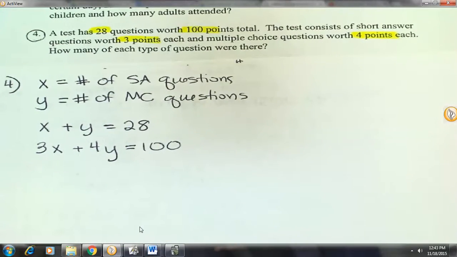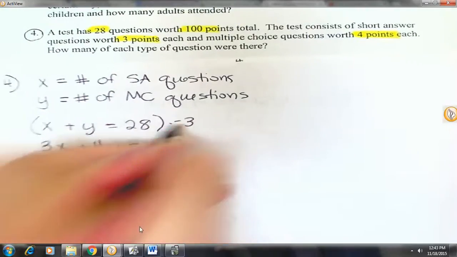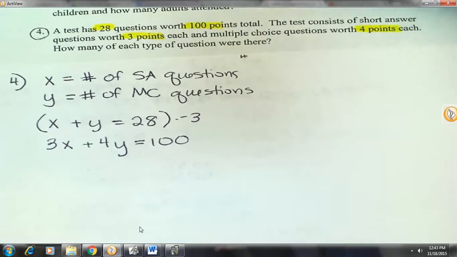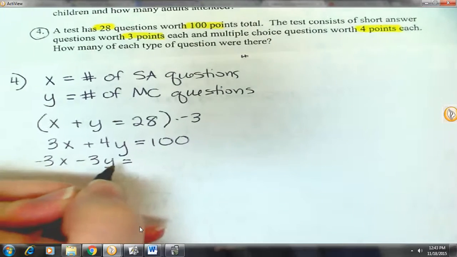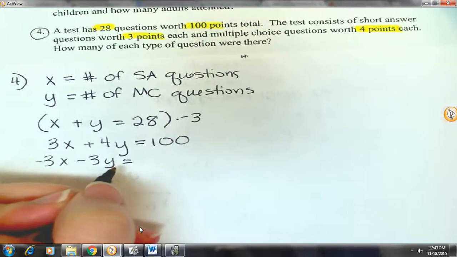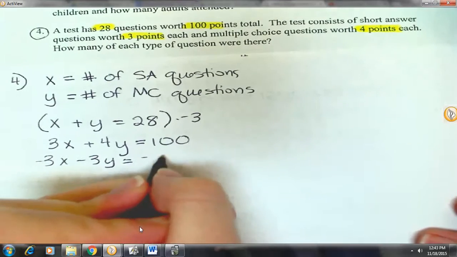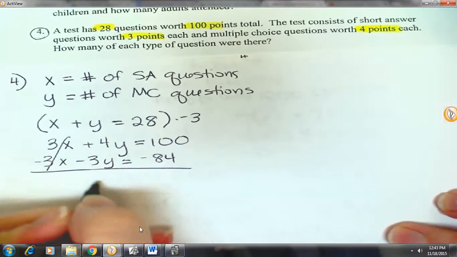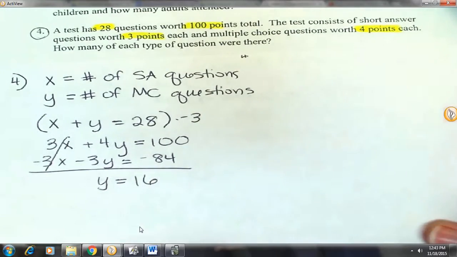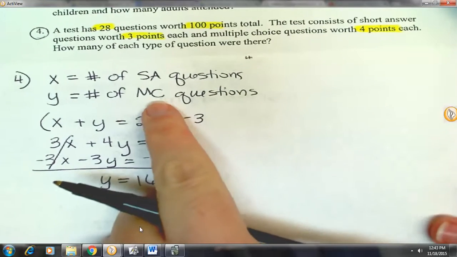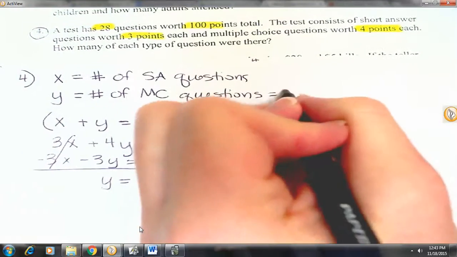You could use whichever method you want to solve this. I'm going to use elimination. I'll eliminate my x's, so I'll multiply the first equation by negative 3. So you have y equals 16. y is the number of multiple choice questions. Of the 28 questions, 16 were multiple choice.